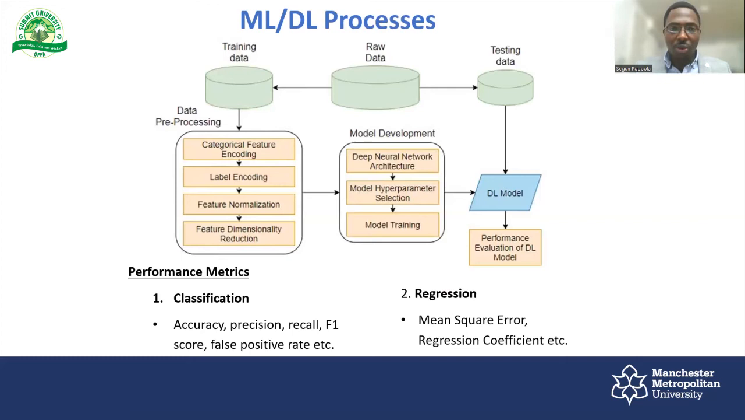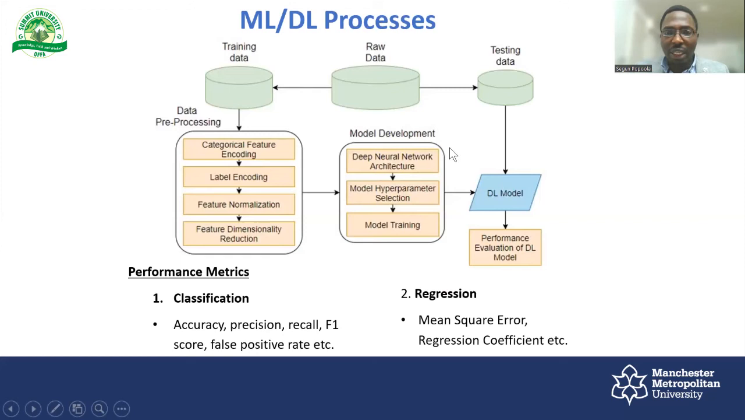That means if you have words or characters, like maybe you have state of origin, for example, Oyo, Lagos, Kwara, those are in words, in alphabets. You need to convert those to numbers, because the computer cannot process text. So the process of converting words and characters to numbers is categorical feature encoding. You do the same thing for your label. If you label as male and female, you have to change it to something like 0 and 1. There are different label encoding techniques. Feature normalization and feature dimensionality reduction all fall under data preprocessing.